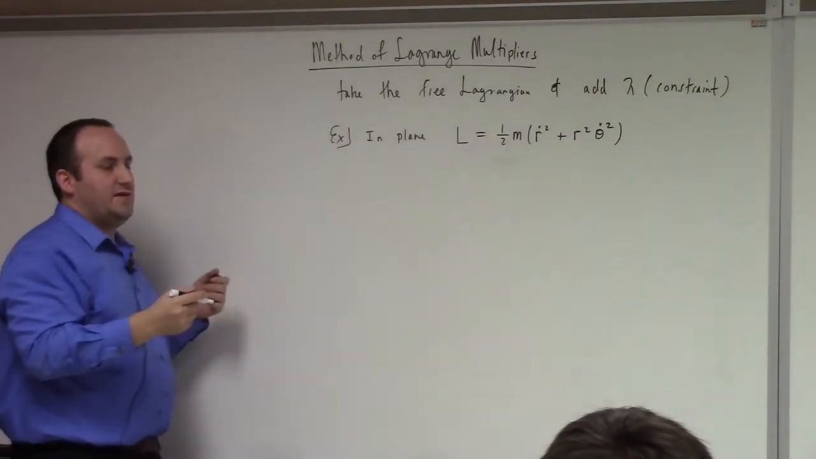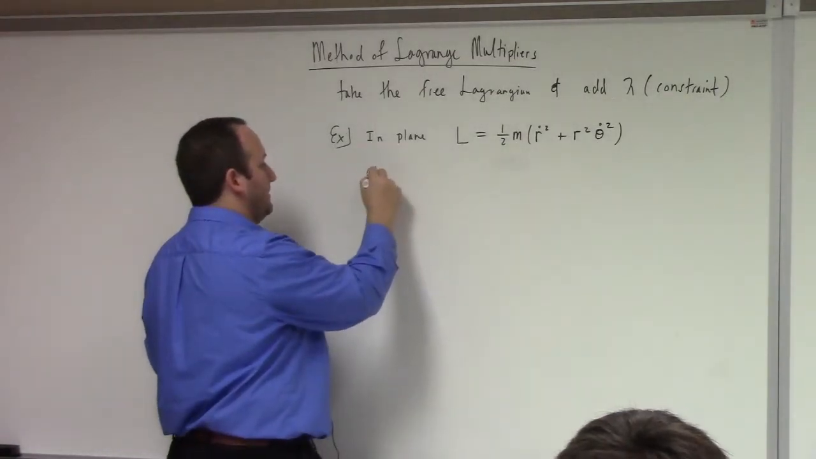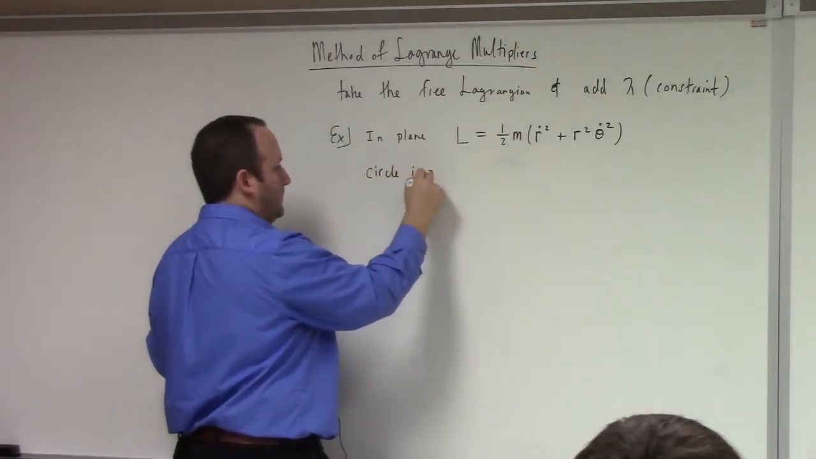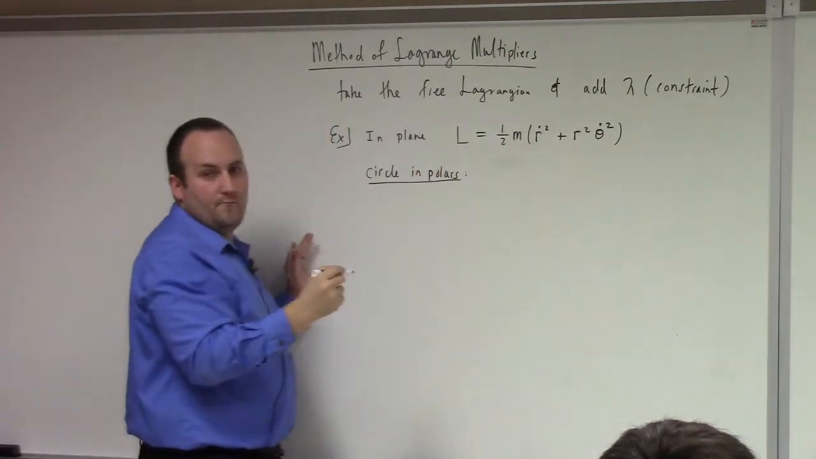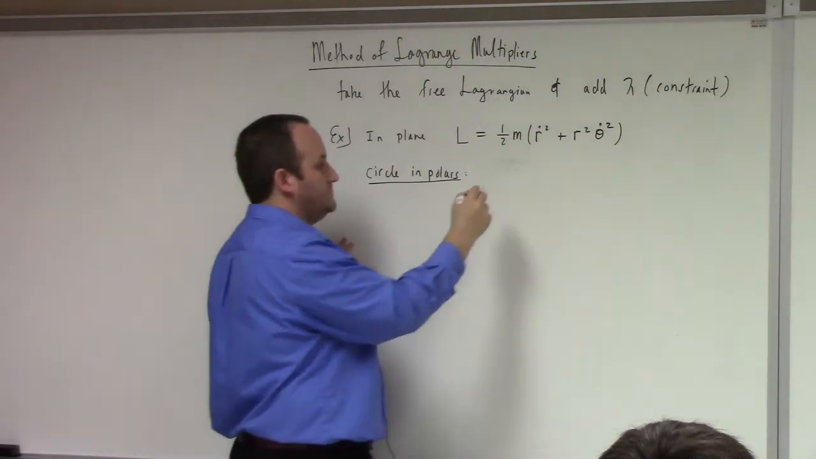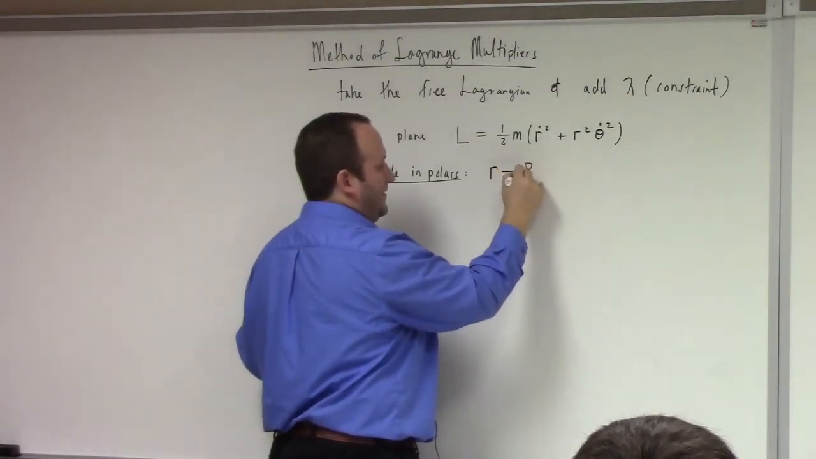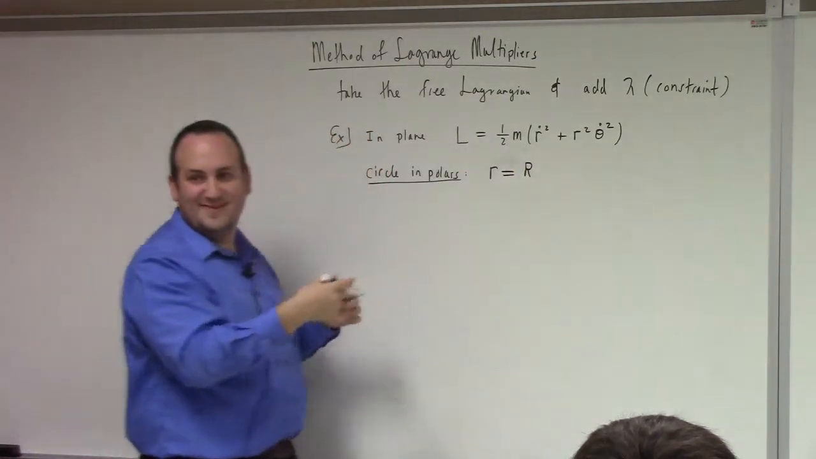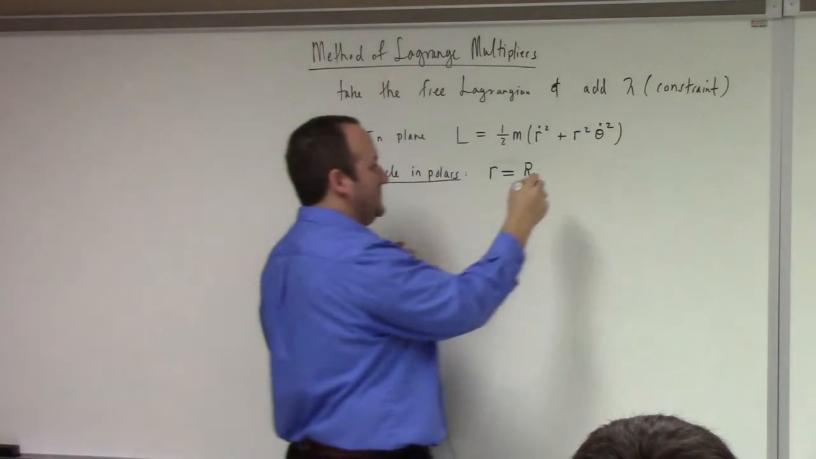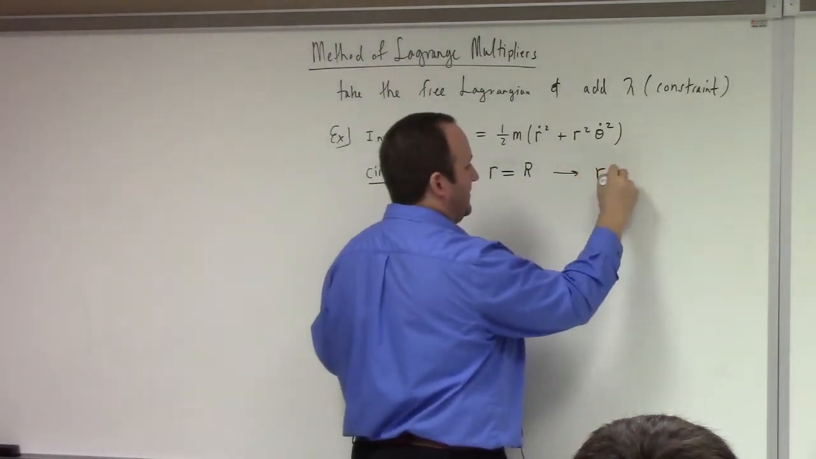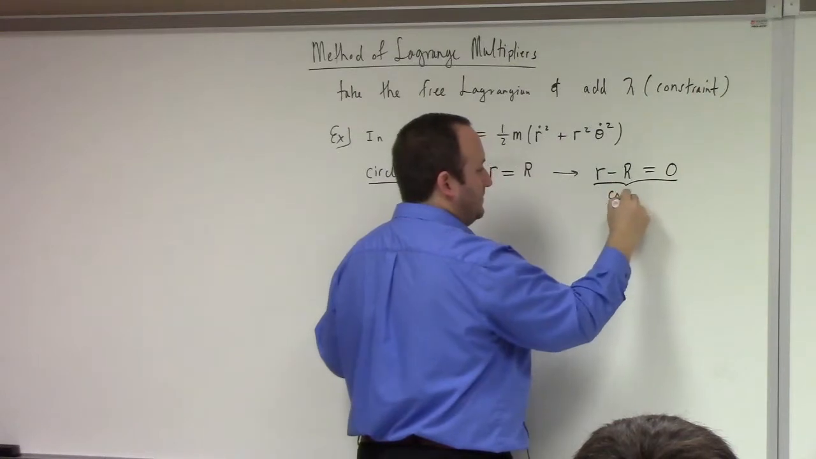And if I want to put this on a circle, what do I do? What's my equation for a circle in polar coordinates? We could say r is equal to big R, right? So this we would like to repackage as r minus R equals 0. This is my constraint, all right?